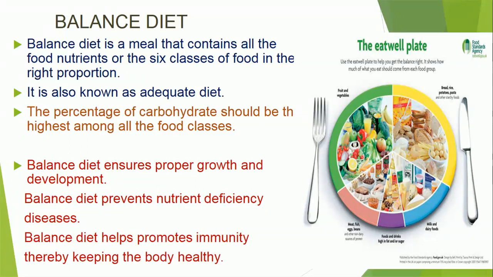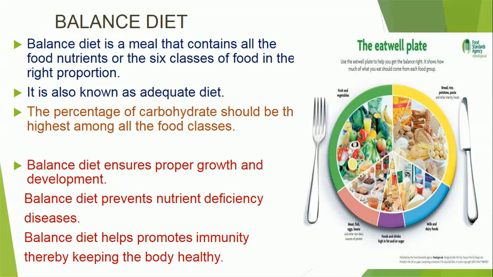Now, a balanced diet is also known as an adequate diet. The percentage of carbohydrate should be the highest among all the food classes. A balanced diet ensures proper growth and development. It prevents nutrient deficiency diseases. It also helps promote immunity, therefore keeping the body healthy.